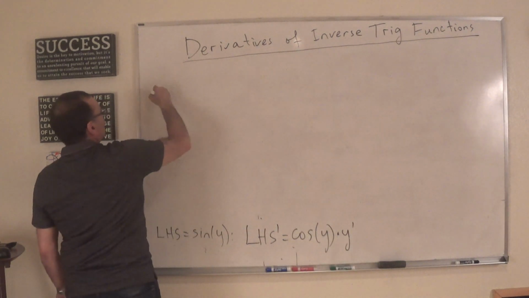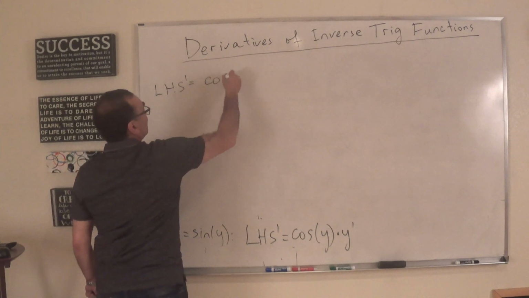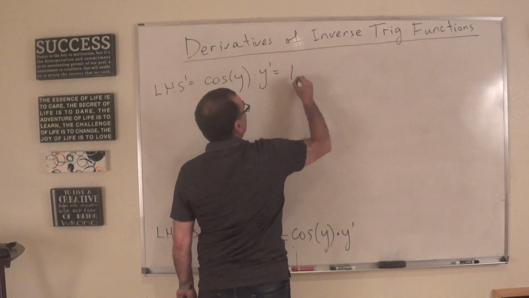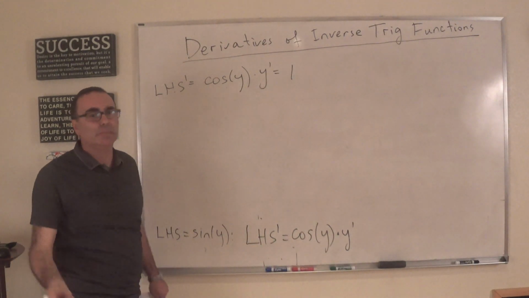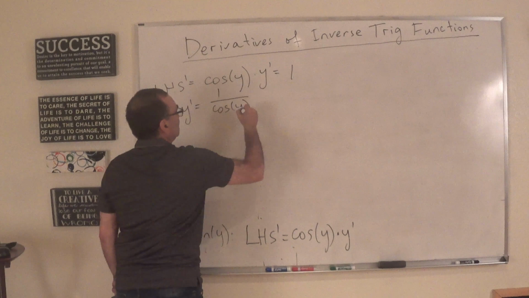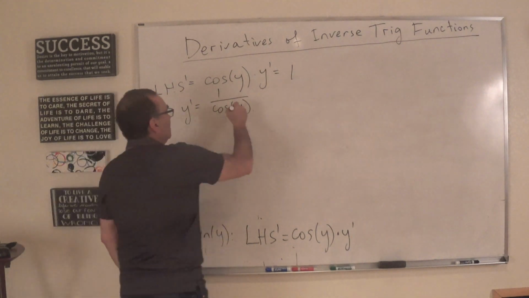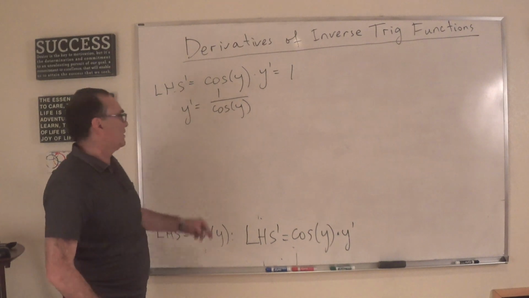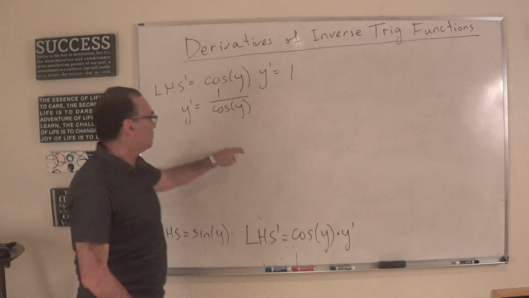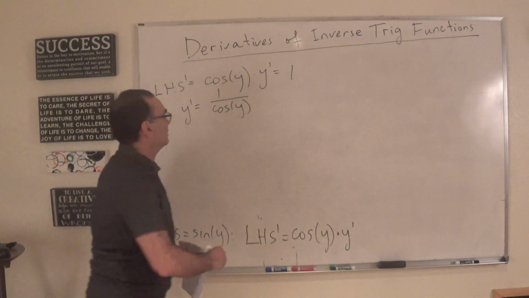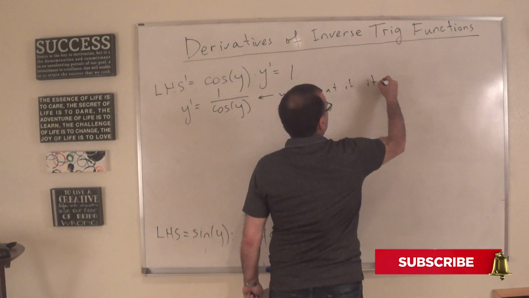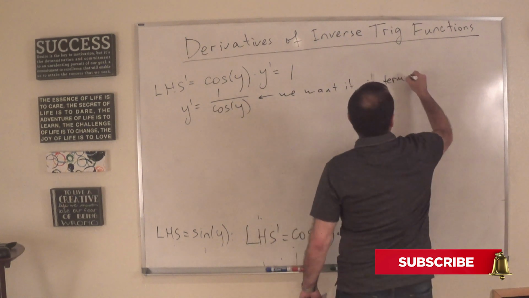Once again, the derivative of the left-hand side, which is cosine of y times y prime, equals the derivative of the right-hand side, which is 1. From here we can easily solve for y prime, the derivative of y, and that equals 1 over cosine of y. Now this formula is good enough as the derivative of an implicitly given function. However, this is not good enough for our purpose because we want the derivative in terms of x.